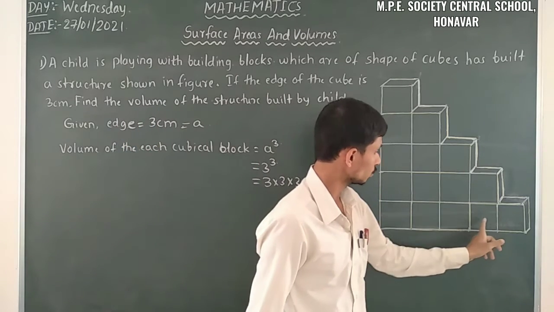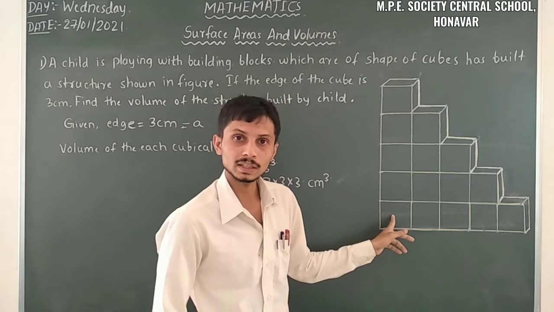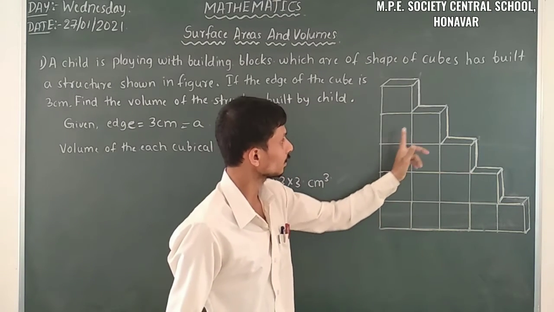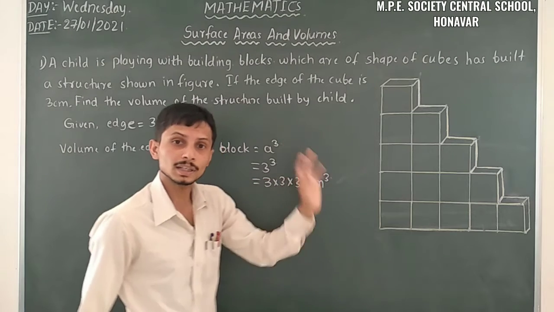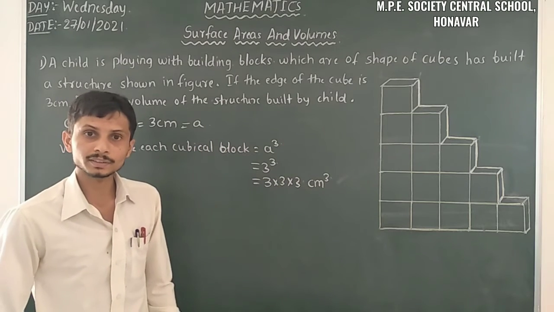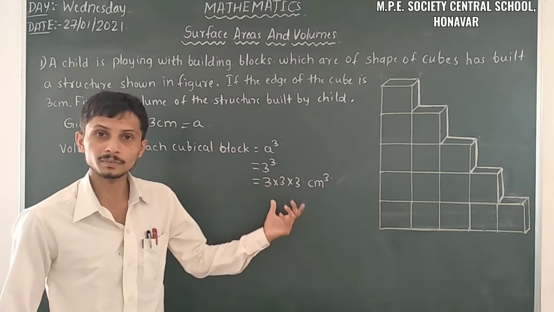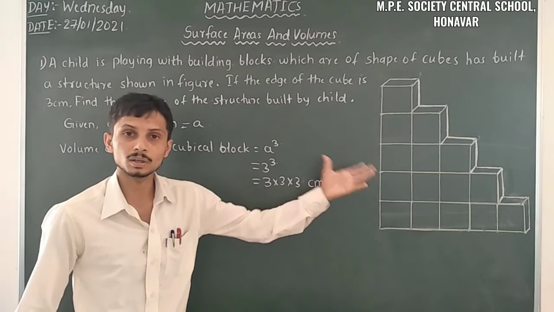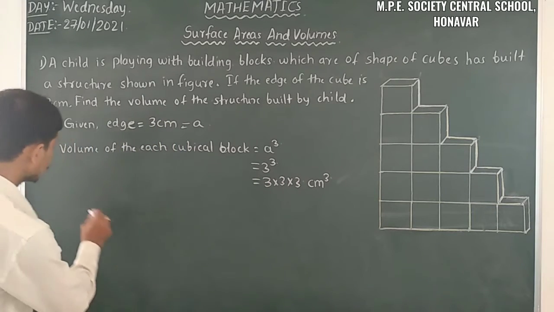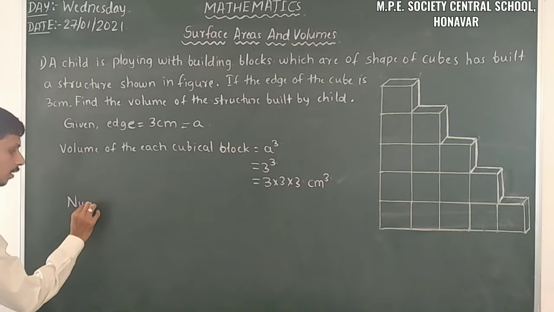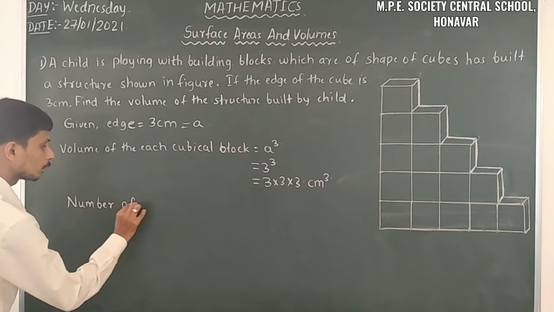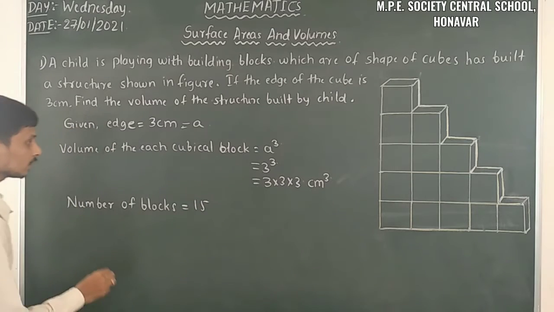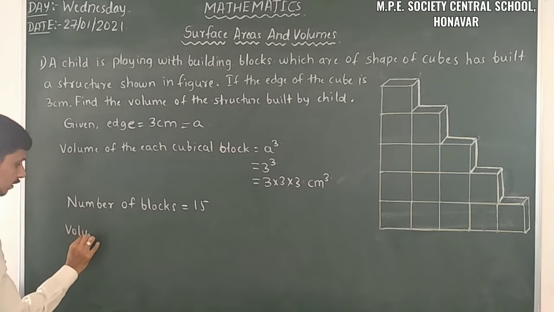Here in total 1, 2, 3, 4, 5. Here in the bottom part 6, 7, 8, 9, 10, 11, 12, 13, 14, 15. There are totally 15 blocks. So we have to multiply 15 with the volume of each block, then we can find out the volume of the total structure. So the number of blocks is equal to 15.